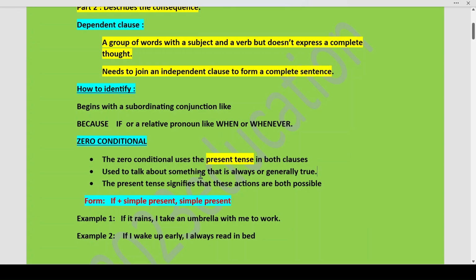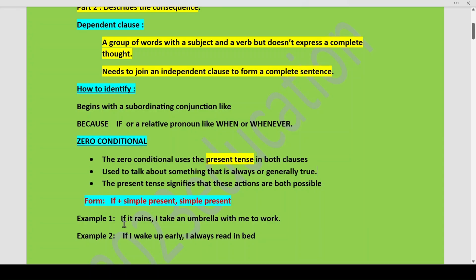It is used to talk about something that is always or generally true. The present tense signifies that these actions are both possible. What two actions? The actions taking place in both the clauses of the conditional sentence. And how do we write the zero conditional? It will be with the subordinating conjunction if plus simple present, followed by simple present in the other clause also.